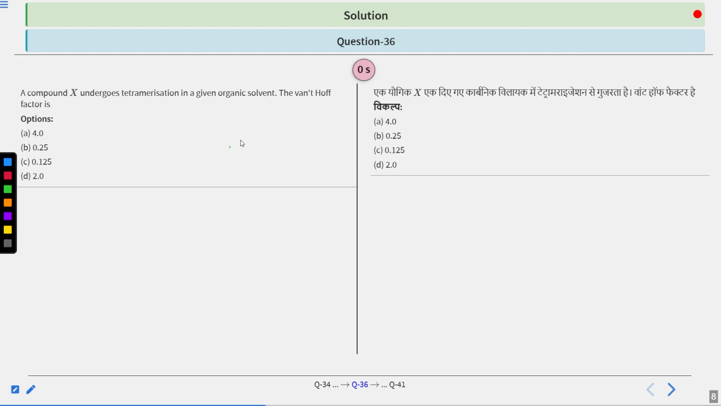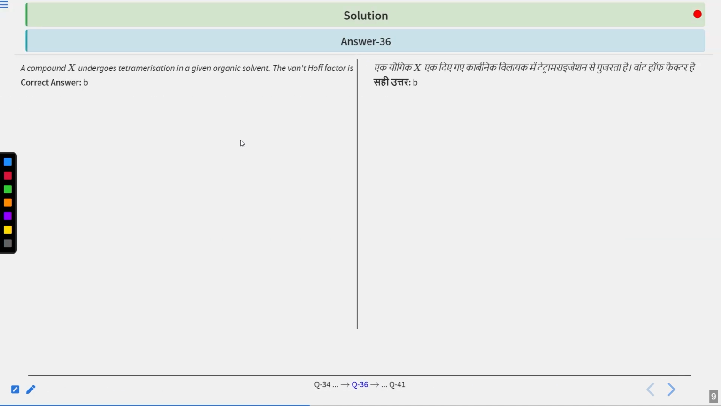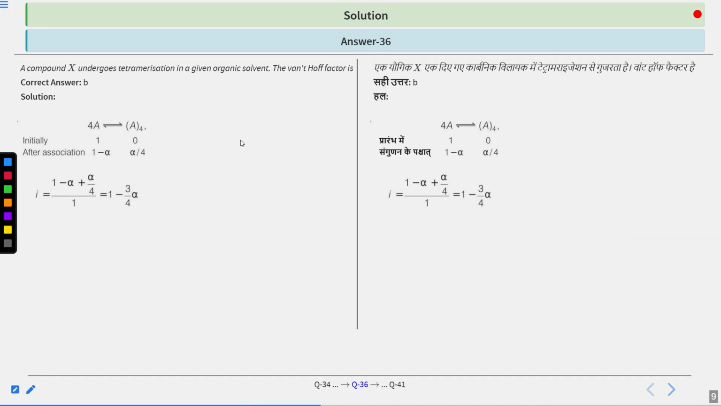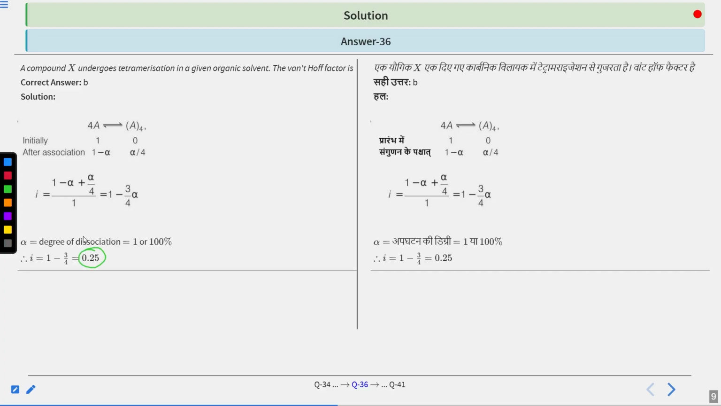Your time is up. Let us see how we can solve it. So the correct answer is B. For those who have not solved, let us see the approach. Since it is going through tetramerization and 4 particles are being combined into one, we can say that alpha can be 1. If the degree of association is 100%, if alpha is 1, then i will be equal to 0.25. You can take it this way also: since X is going through tetramerization and there is no description of alpha, you don't have to worry about it.